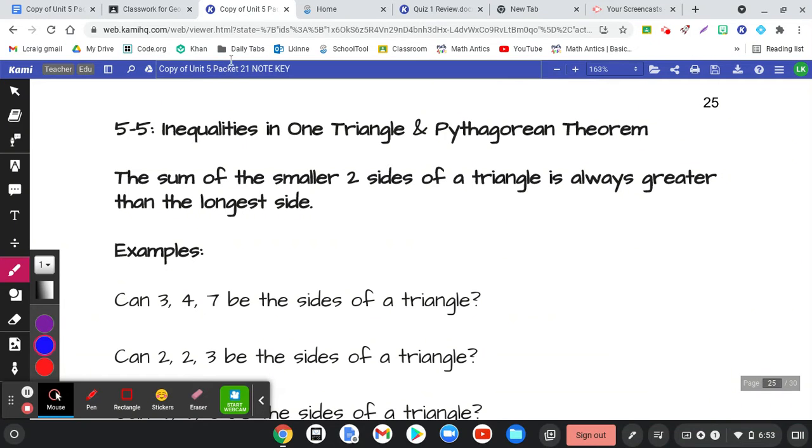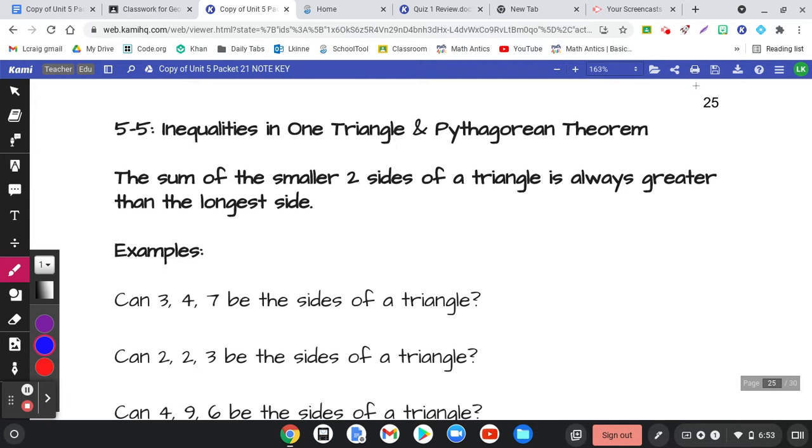Hey everybody, today we're going to talk about inequalities and the sides of triangles. We're going to be on page 25 in your packet.